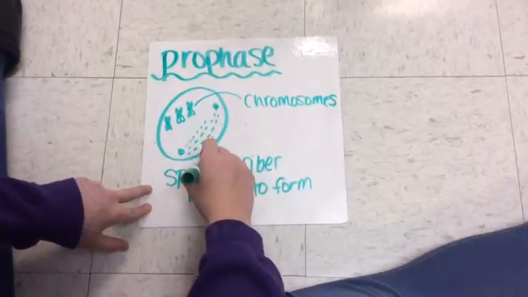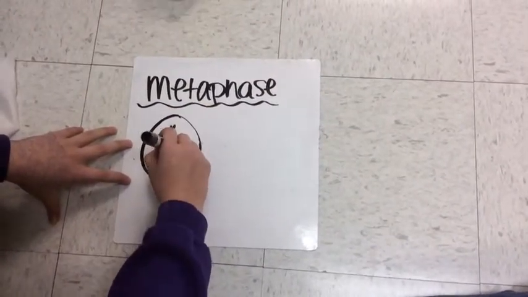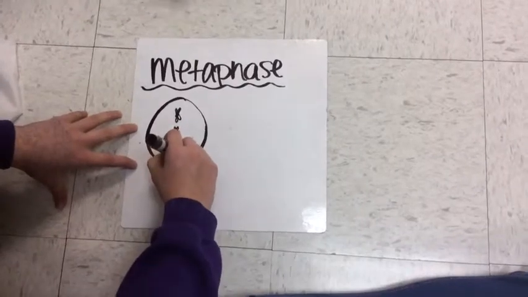In metaphase of mitosis, the spindle is fully formed and chromosomes attach to the spindle fibers at the centromere. Chromosomes also line up at the equator.